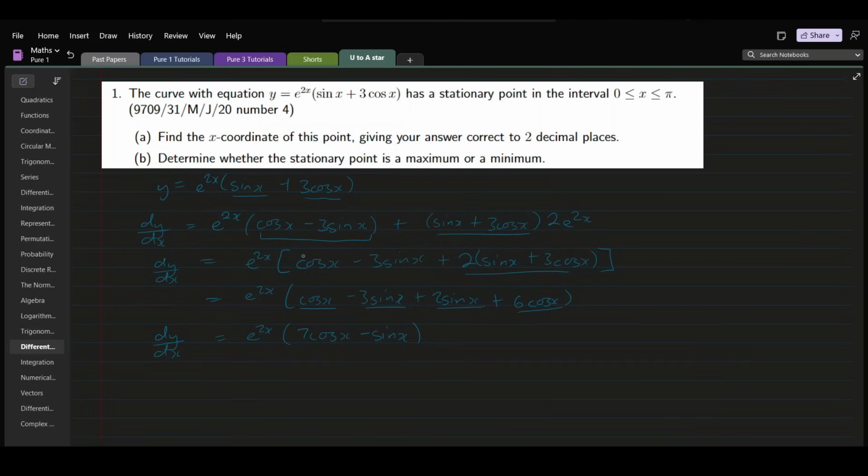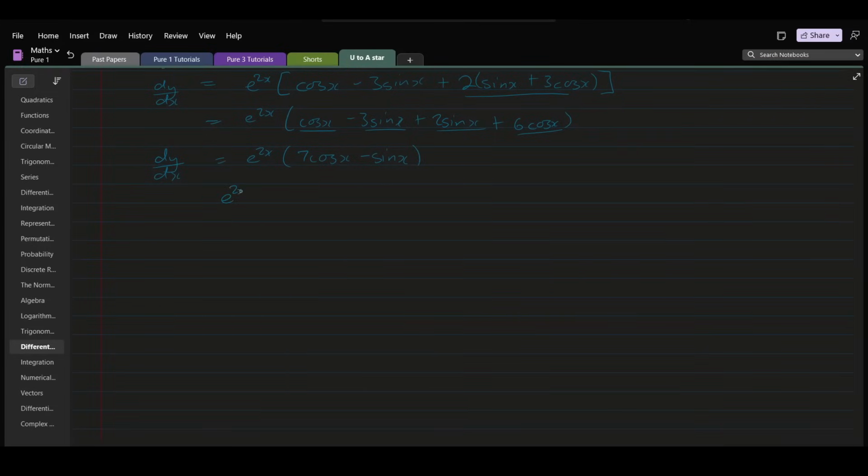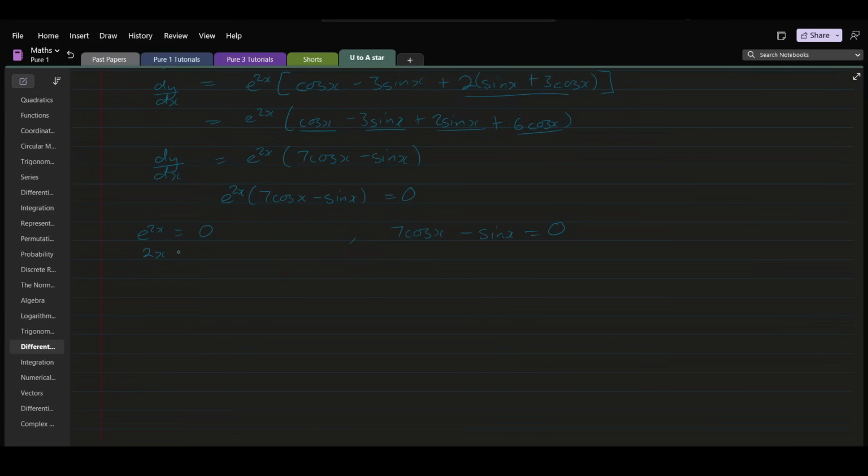So since we want a stationary point, we're going to equate dy/dx to 0. So this becomes e^(2x) times (7 cos x - sin x) is equal to 0. So we then say e^(2x) is equal to 0, and our bracket 7 cos x - sin x is equal to 0. If we take the natural logarithm of both sides here, we get 2x is equal to ln 0. We get x is equal to no solutions.